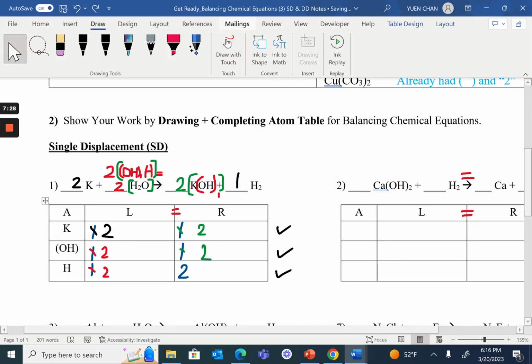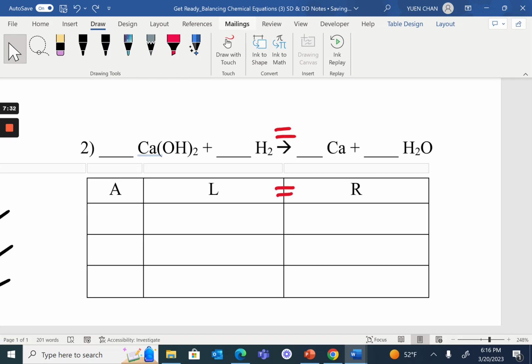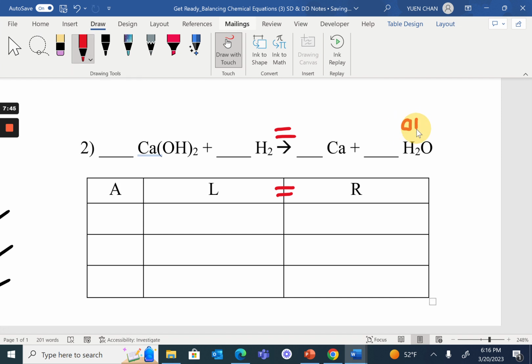I'm going to go to the right-hand side to make it a little bigger for you to see. All right, so now we're going to go to the second question. So we're going to do something. So we're going to make the water split into OH, parentheses, 1, and then I have H.